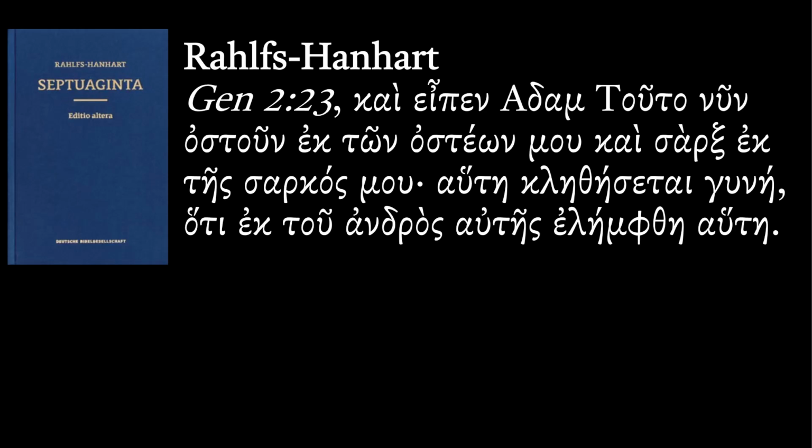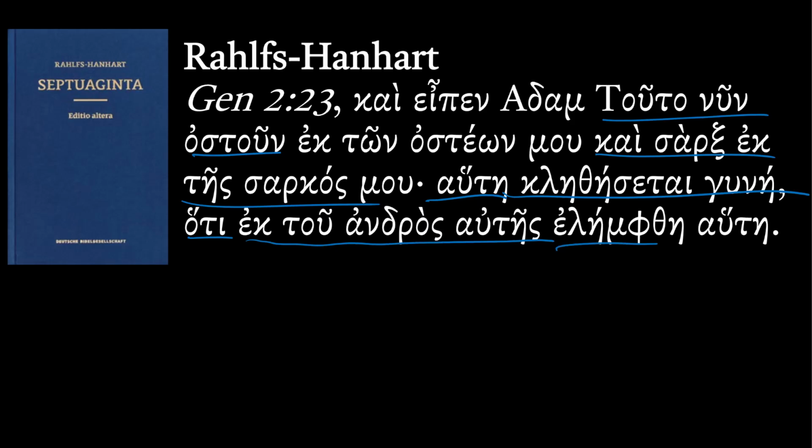But if we just look at one verse here, Genesis 2:23, here's the reading from Rahlfs-Hanhart. So kai eipen Adam, so Adam said, touto nun ostoun ek ton osteon mou, so this now is bone of my bones. And then sarx ek tes sarkos mou, flesh of my flesh. She, or this female, klethesetai gune, she'll be called woman, because ek tou andros autes, from her husband, elemphthe, and then aute, she or this one was taken.